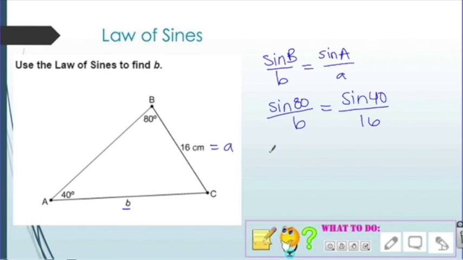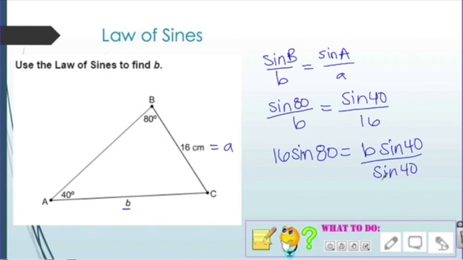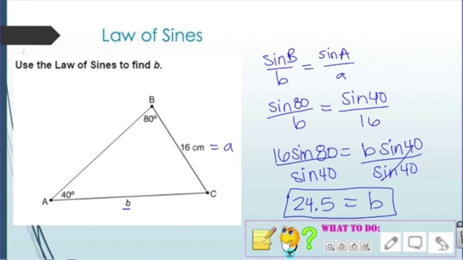So I'm going to cross multiply and solve. That means I've got 16 times the sine of 80 is equal to B times the sine of 40. Divide by the sine of 40 on each side. Now I'm going to plug this step into my calculator: 16 times the sine of 80 divided by the sine of 40. And I get 24.5 for the length of B. Make sure your calculator is in degrees and not radians.